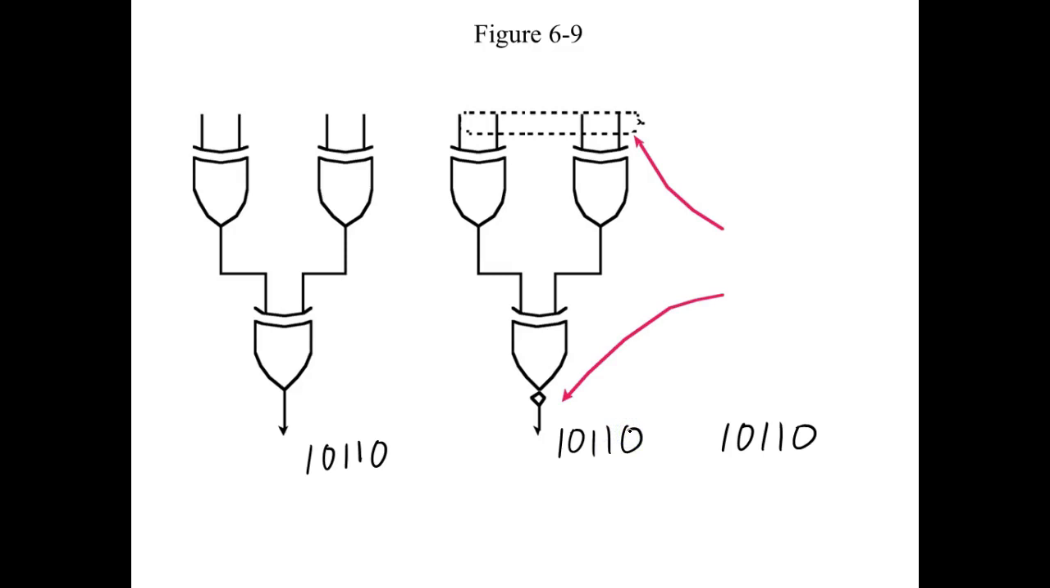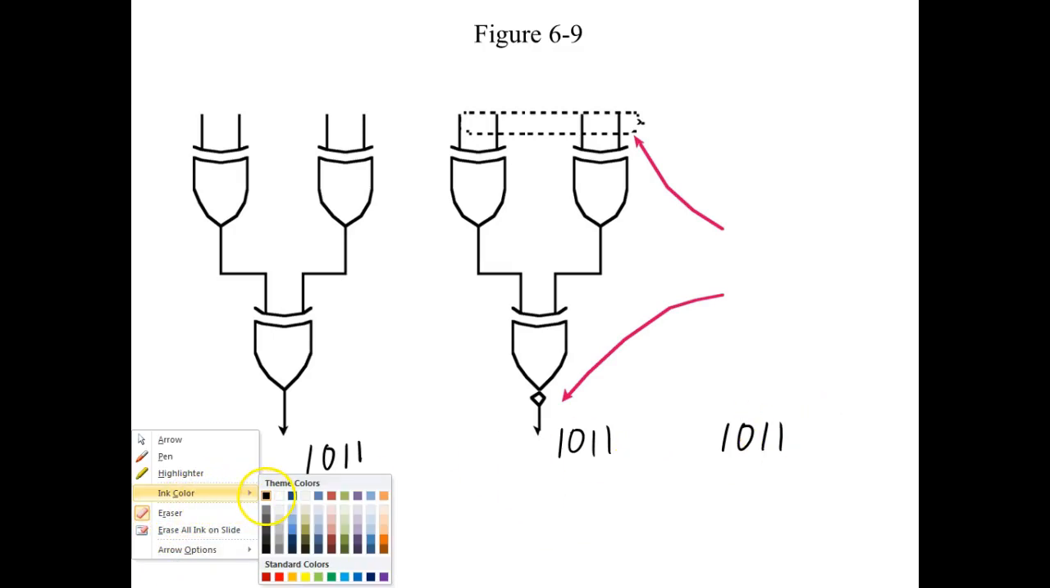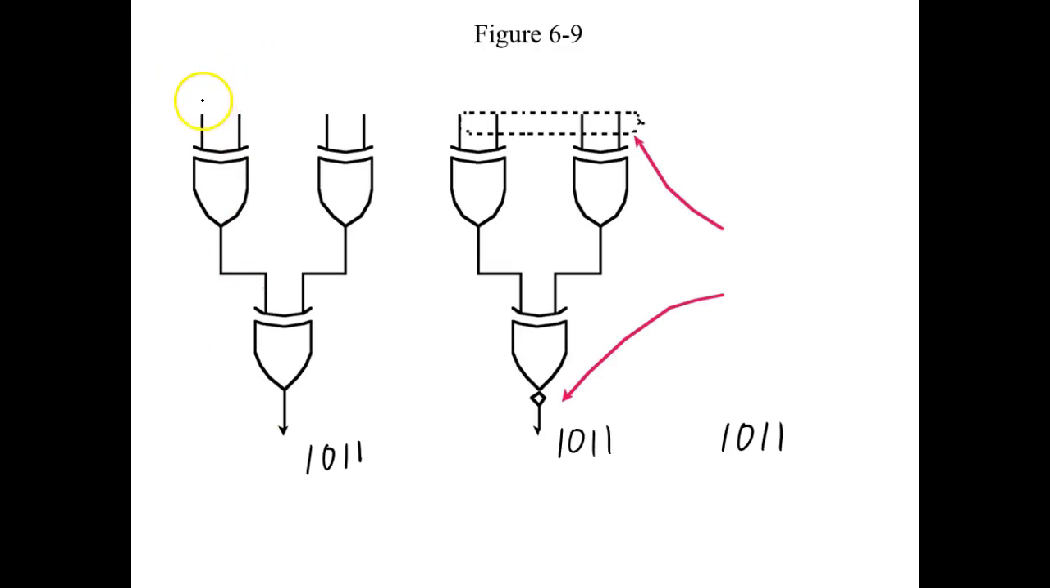So we're sending one 4-bit binary number: 1, 0, 1, 1. Then this circuit is going to add a 5th bit that we call the parity bit.